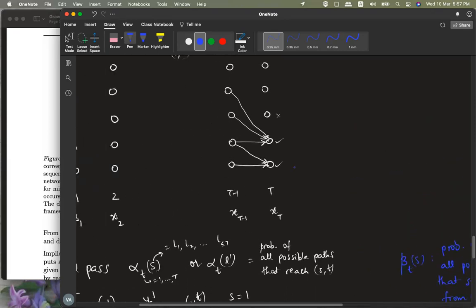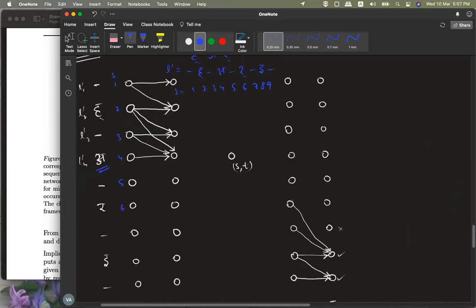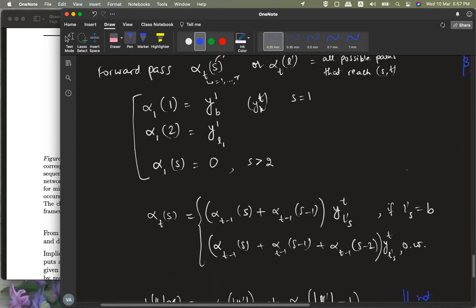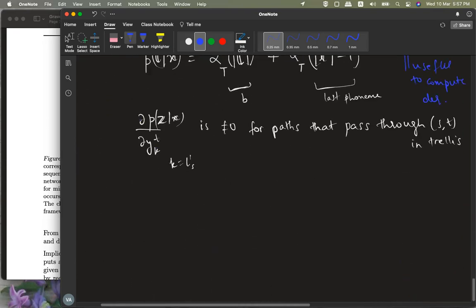So now if you know these probabilities and these probabilities separately, you can multiply the two and you will get the probability of the entire path, right? So I can say alpha ts into beta ts. So basically all the paths reaching ykt and all paths starting from s comma t basically.